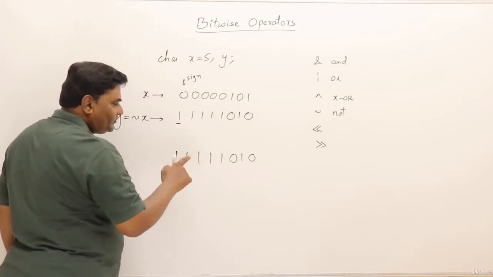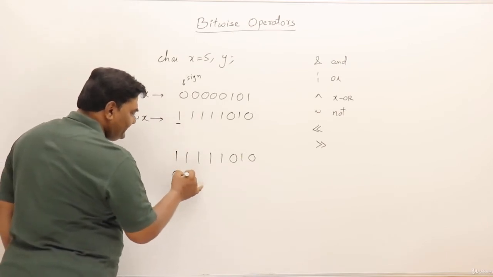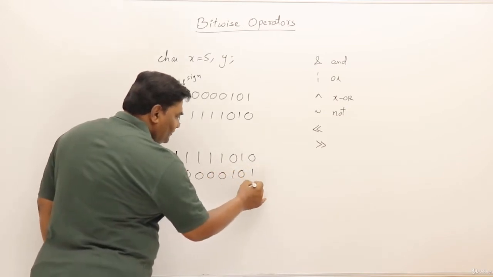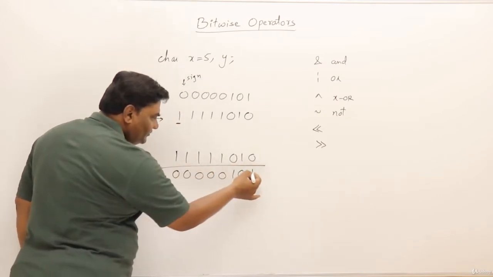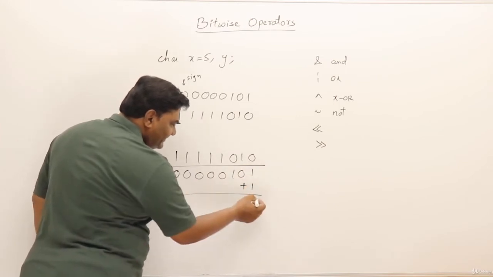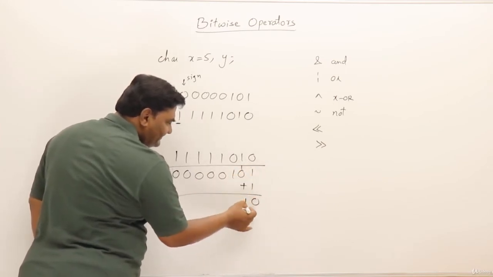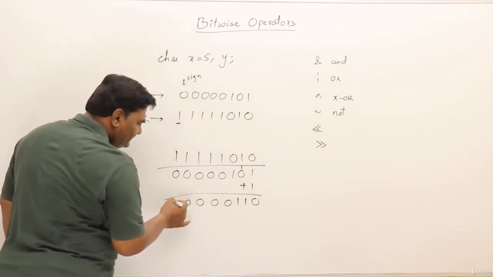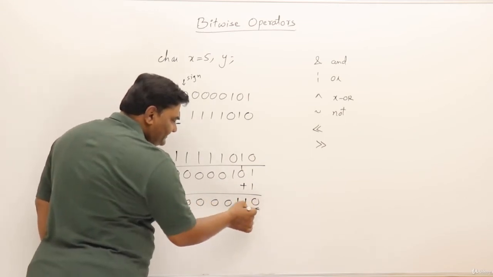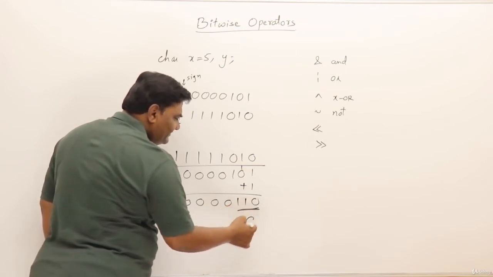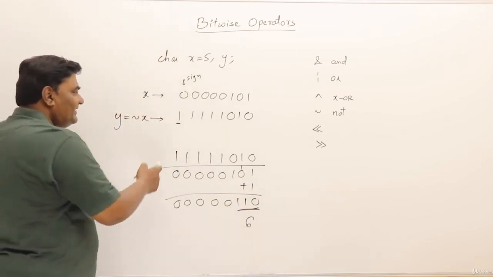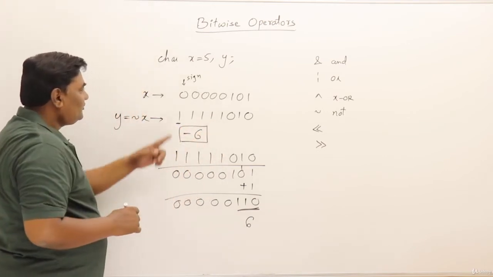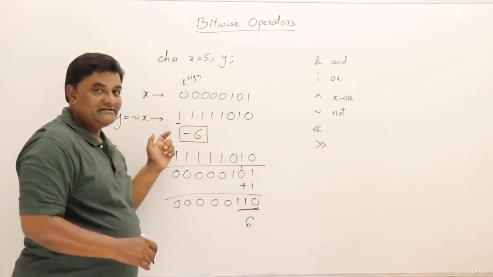First convert zeros to ones and ones to zeros. So this is 0, 0, 0, 0, 0, 1, 0, 1. Then add 1 to this number. So 1 plus 1 is 2, that is 0 carry 1, and this is 1 and this is 1. Then 0, 0, 0, 0, 0. Then how much is this? 6. So this is a negative 6. So not of 5 is minus 6.